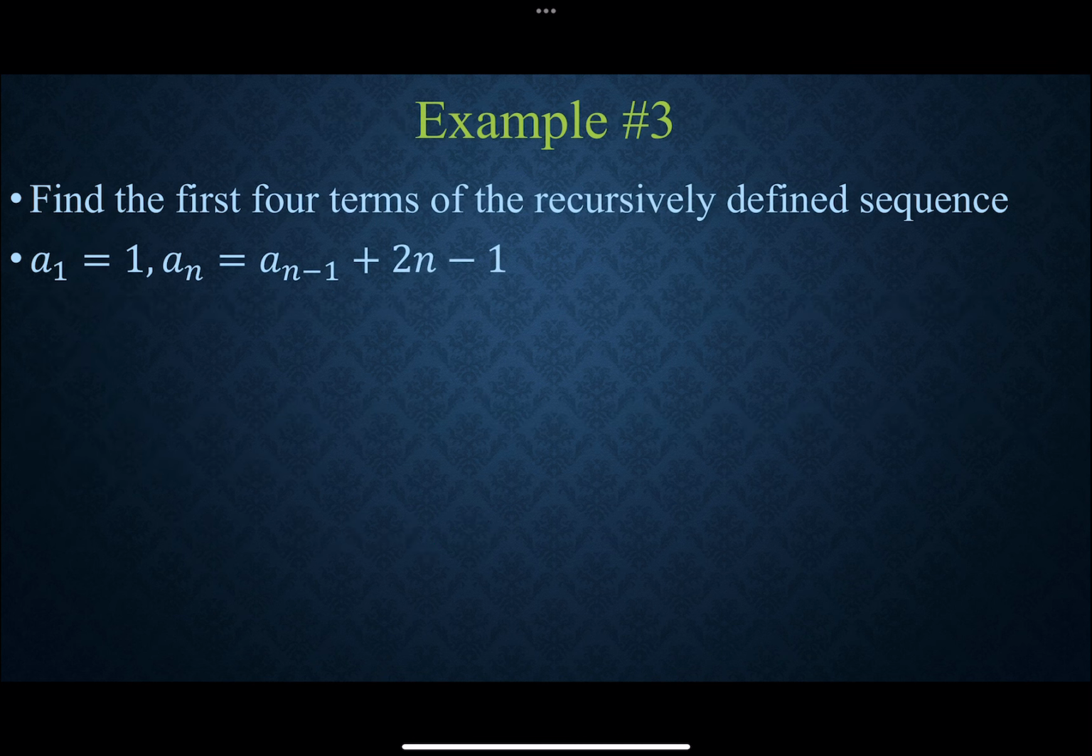So here, they tell us a1 is 1, so we're starting with the first term. And they tell us an is an minus 1 plus 2n minus 1. So this is the next term. This is the previous term.